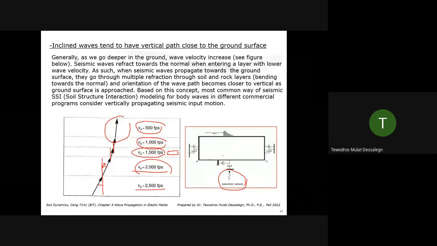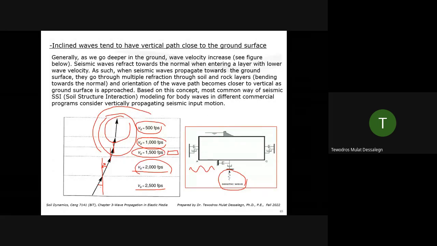If you have a model like this, of course, we have horizontally propagating waves also from the surface waves. But those body waves coming from deep underneath tend to be vertical by the time they arrive at the ground surface or nearby. So in software applications, you will usually see that they apply vertically propagating waves. Why? Because of successive refraction, successive bending, the wave tends to be vertical by the time it arrives at the ground surface.